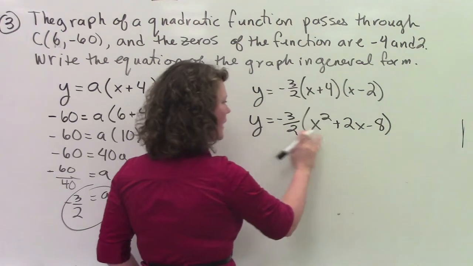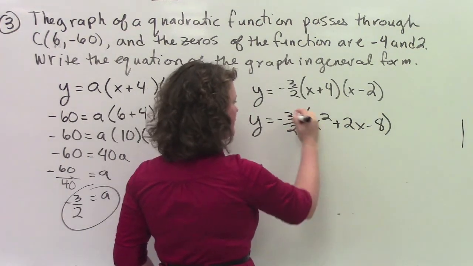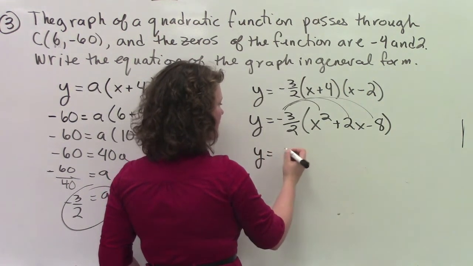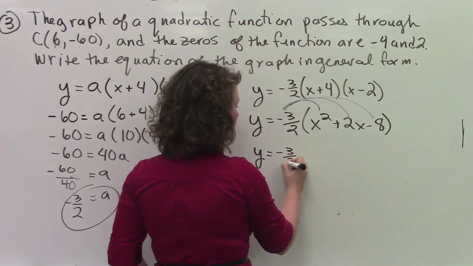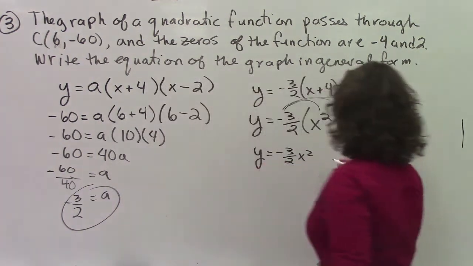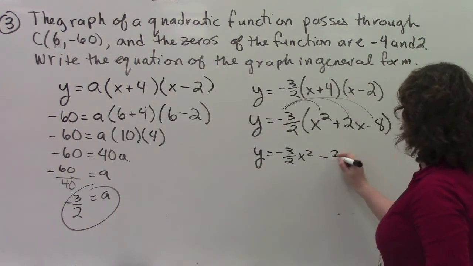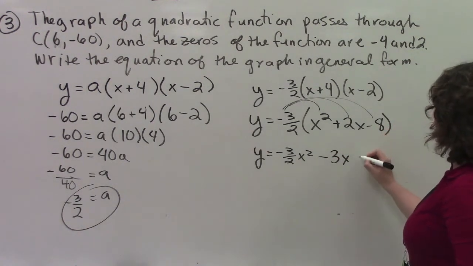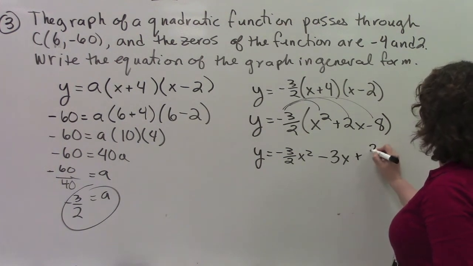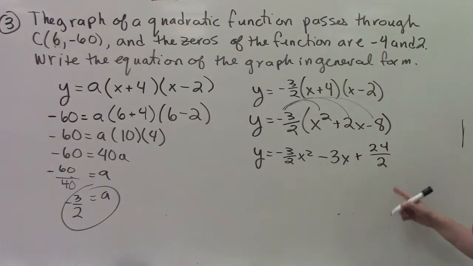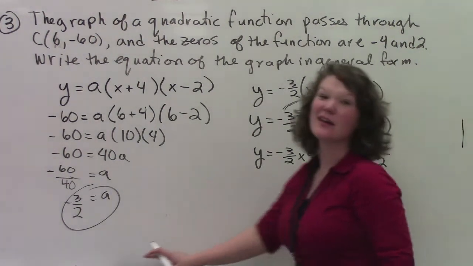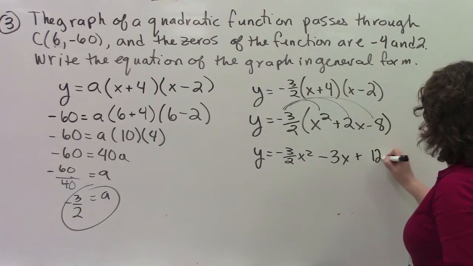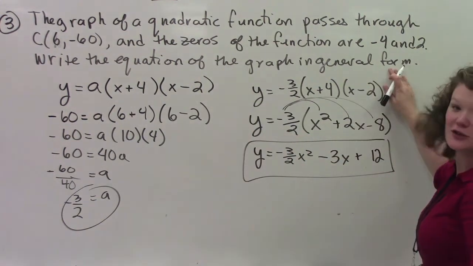And then I just need to multiply this negative 3 over 2 into it. Remember the distributive property? Y equals negative 3 over 2 x squared minus 3x. This one's going to be plus 24 over 2, which I can just say is 12. So plus 12. And that is our answer in general form.